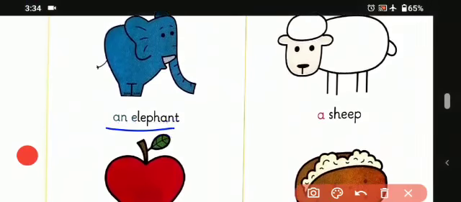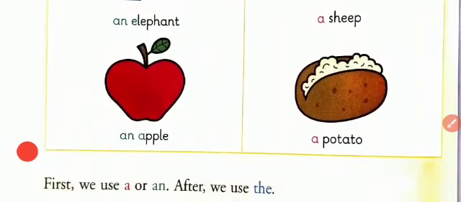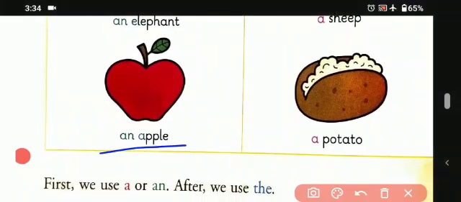an elephant, a sheep. Okay. So that is a vowel. An apple, a potato. Okay. So potato is not a vowel. P is not a vowel. So it's a consonant. So we are using a here.